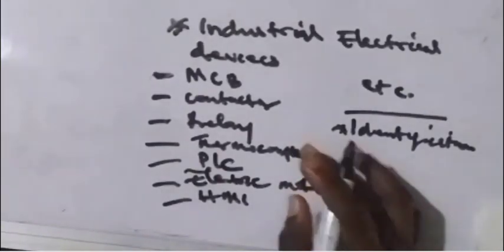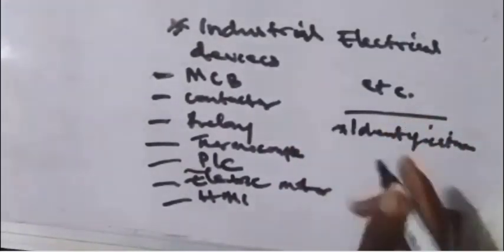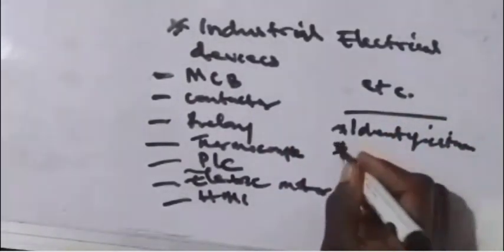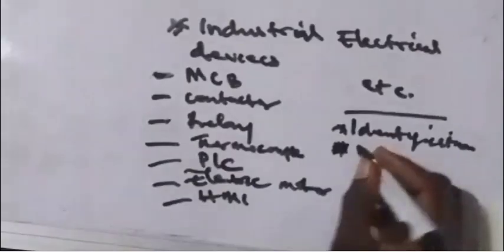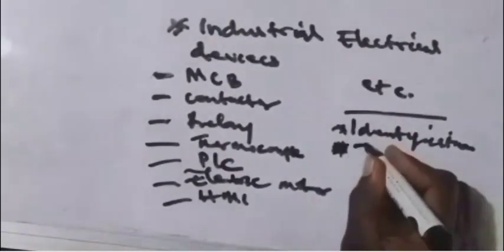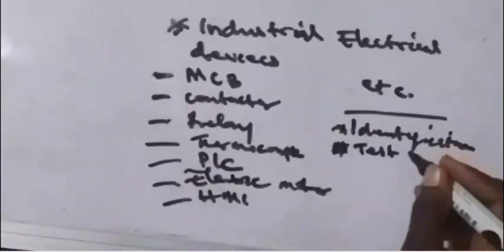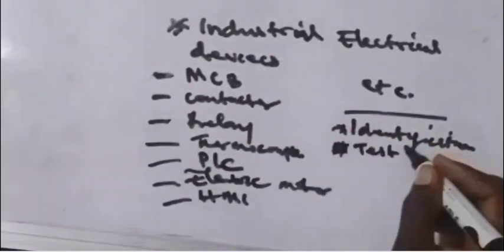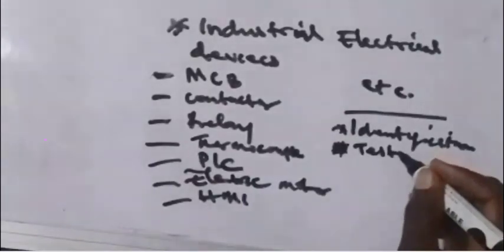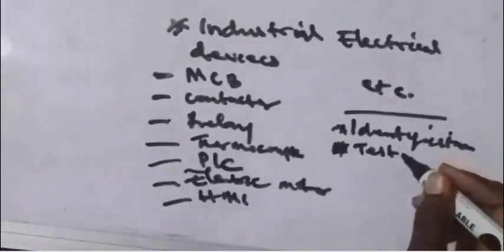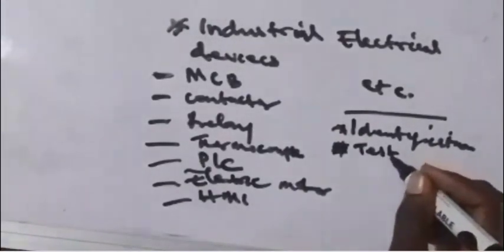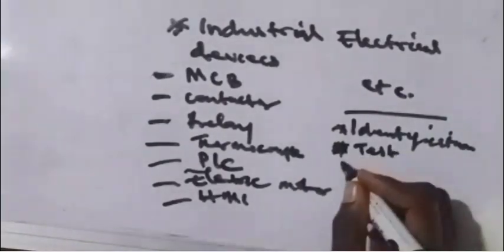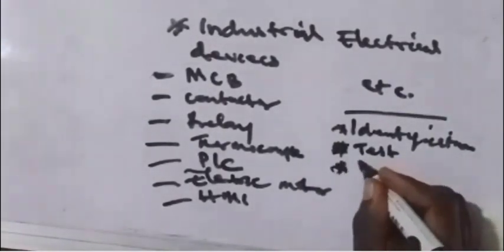For example, when you come to an industrial panel, you'll be able to say that this is a breaker, this is a contactor, this is a relay, this is a temperature controller, etc. After identification, we are going to know how to test whether the device is good or not before we install it. You test it before you install it.